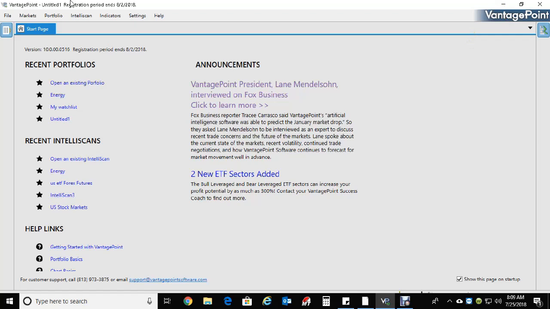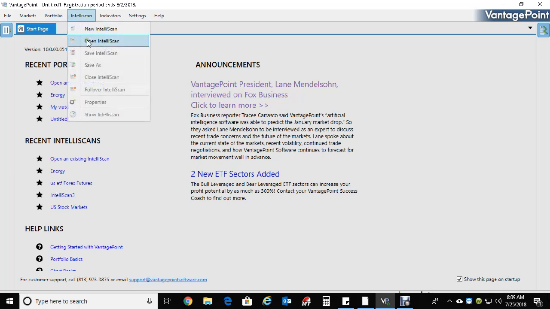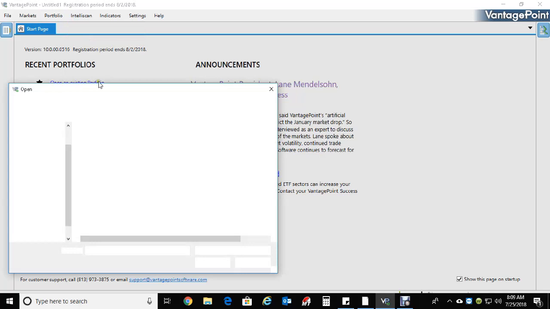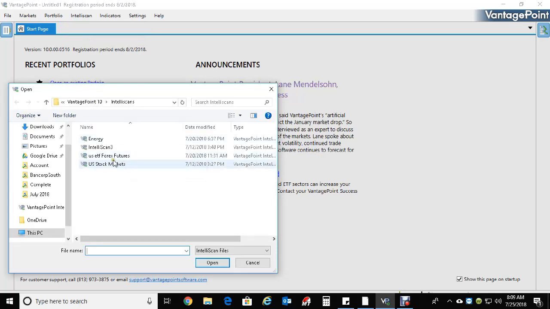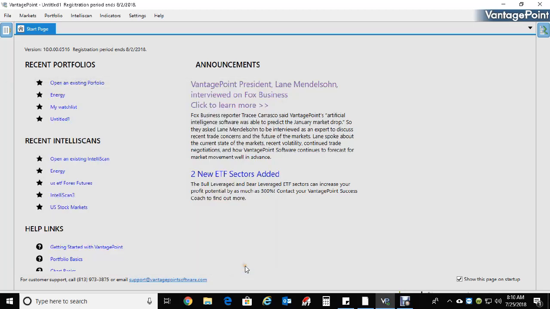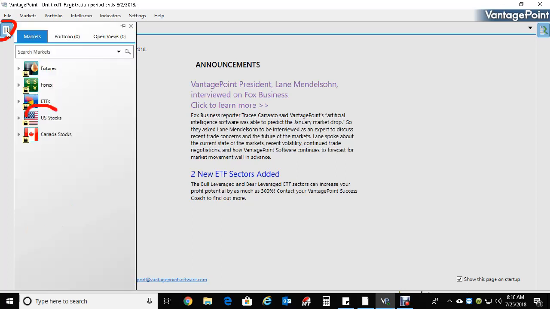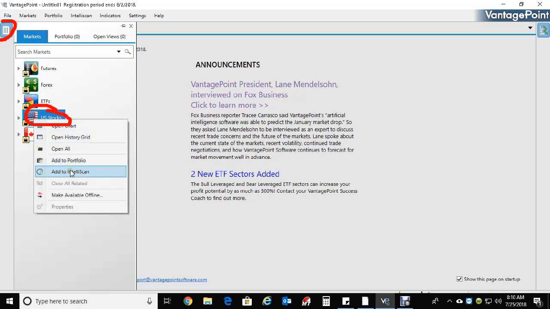Nice. Okay, great. So what we're gonna do is create a new IntelliScan. We're gonna do everything from the beginning. First, I'm going to delete the other one that we had done. All right. And now I want you to come over to your market tree and click over it. Then we're going to go to the US stocks, right click, and add to IntelliScan.